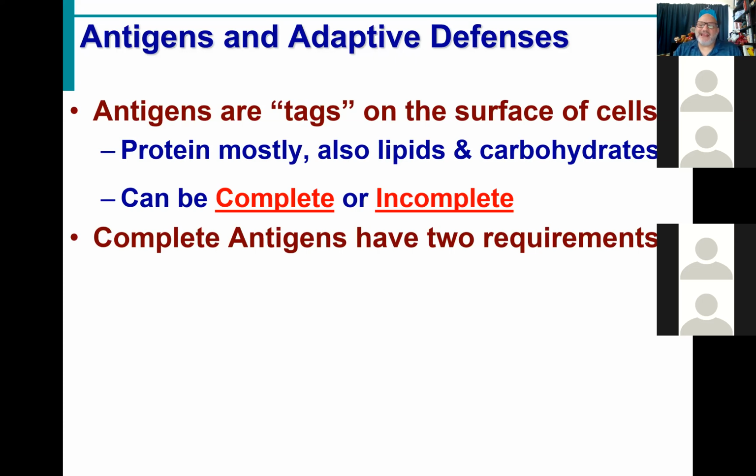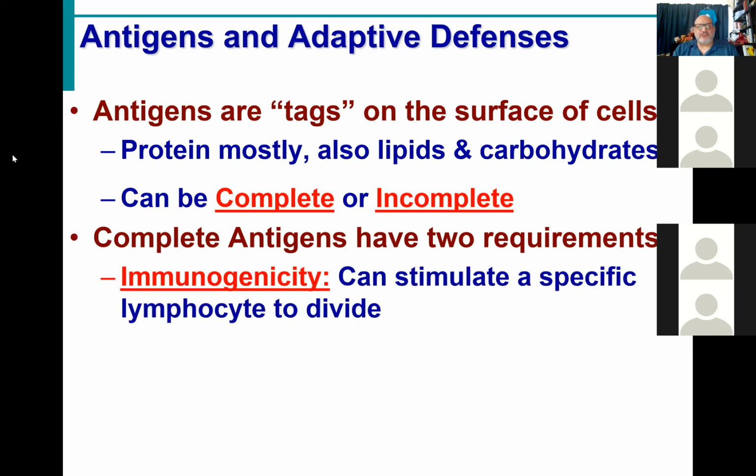To be a complete antigen, there are two main requirements that the antigen must have. The first is it must have what we call immunogenicity. Immunogenicity basically means that it can stimulate a lymphocyte to divide. We have lymphocytes, and we'll talk about the anatomy of our lymphocytes. And one of the things we'll learn is when we stimulate.